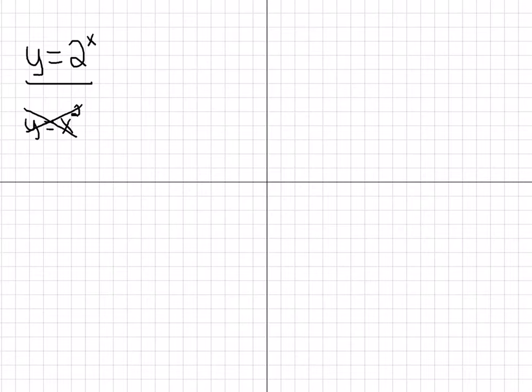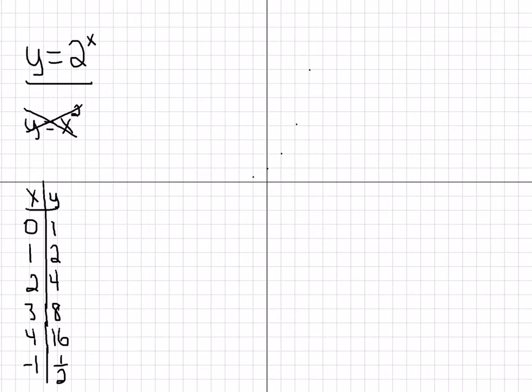So let's just make a table real quick and see what this graph looks like. I went ahead and made a table here. You can see 0, 1: 2 to the 0 is 1. Anything to the 0 power is 1. 2 to the first is 2. 2 to the second is 4. 2 to the third is 8. 2 to the fourth is 16. And I even went backwards to 2 to the negative 1. 2 to the negative 1 is not a negative number. 2 to the negative 1 is 1 over 2 to the first, right?